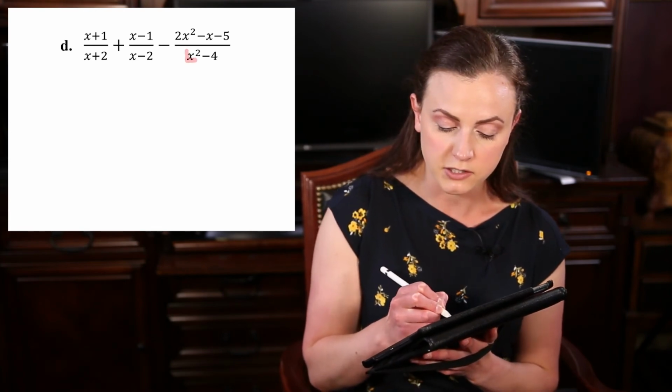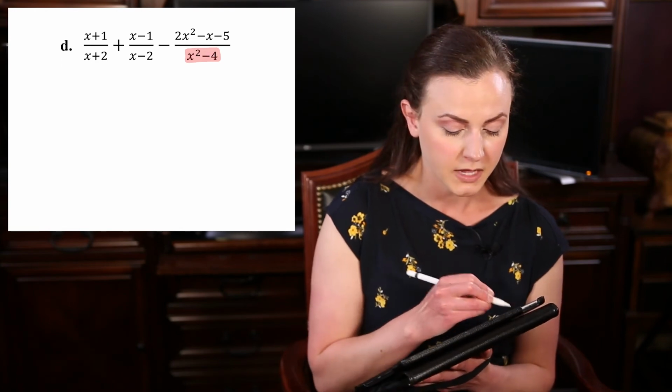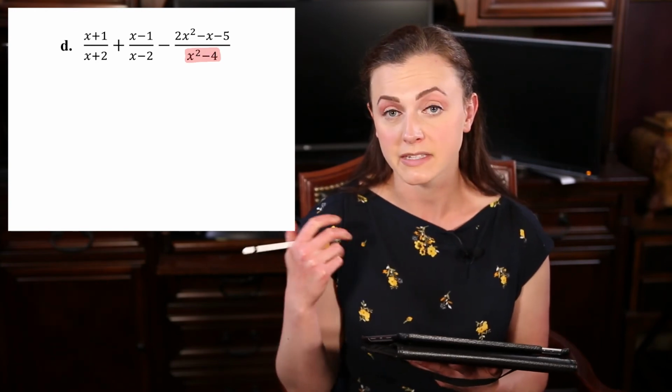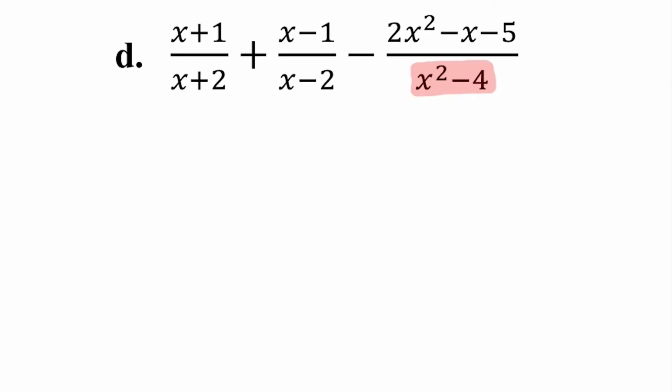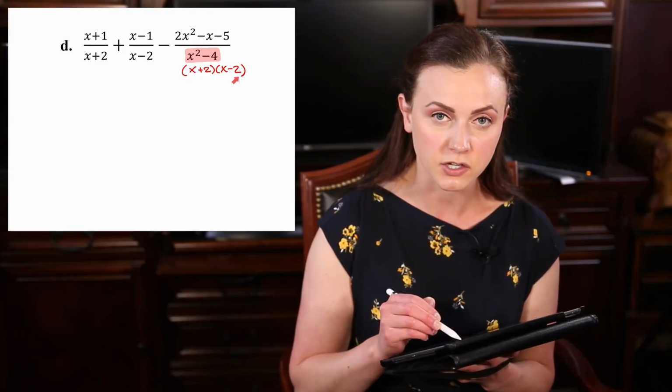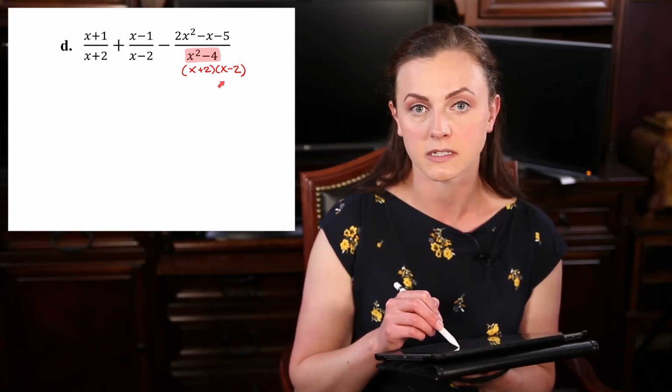The key to this question is this right here. We have this x squared minus 4 in the denominator. This actually factors. This is a difference of squares. It factors to x plus 2, x minus 2. And if you look at the other two fractions, we have an x plus 2 and we have an x minus 2, which are both part of this denominator here. And that tells you that x plus 2, x minus 2 is going to be the common denominator.